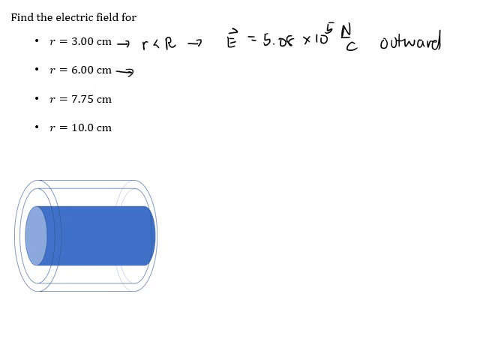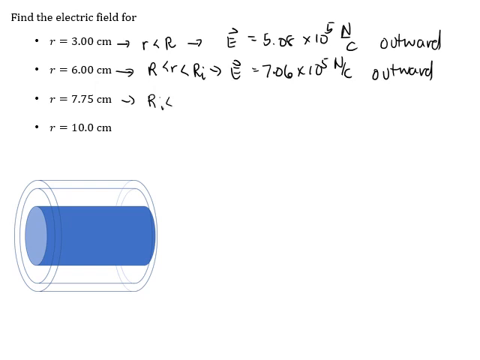The second one is in between the conductor and the insulator. There we've got an electric field of 7.06 times 10 to the 5 newtons per coulomb, radially outward. Third one's pretty easy. That's inside the conductor. That's where your electric field equals 0.